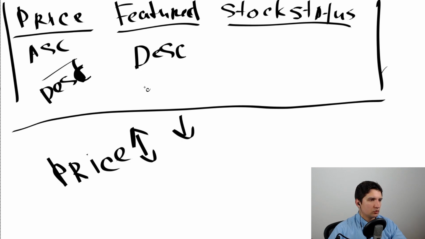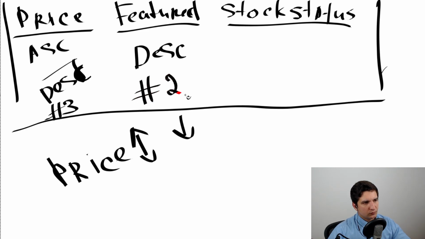Actually, it should be a little bit different. So the price needs to be applied as third in the queue, number 3 in application, the featured attribute is going to be number 2, and the stock status we will always want to show on top of the page, only products that are in stock.